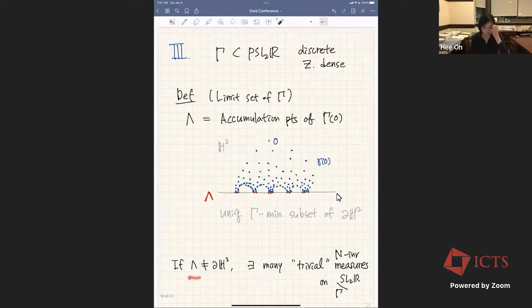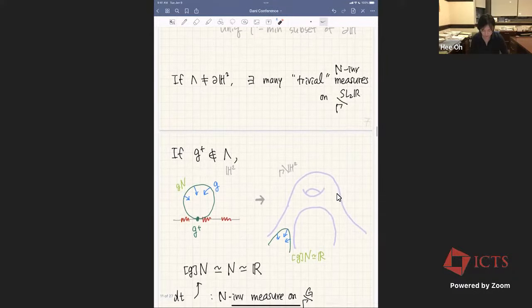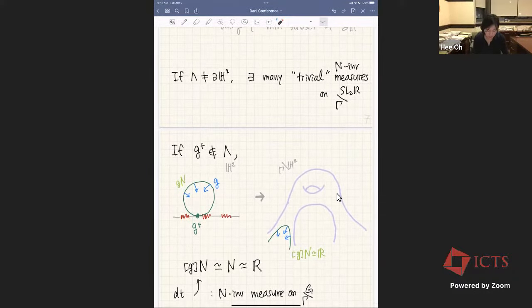So if the limit set is not everything, then one cannot expect a unique ergodicity result for the N action, because there are many trivial N-invariant measures on SL2R mod gamma. So here's a picture. If you have a point which is outside of the limit set, say some point G plus, then we can consider this horocycle based at G plus.